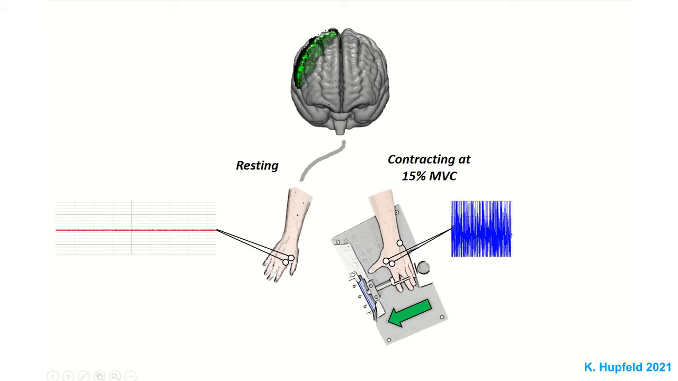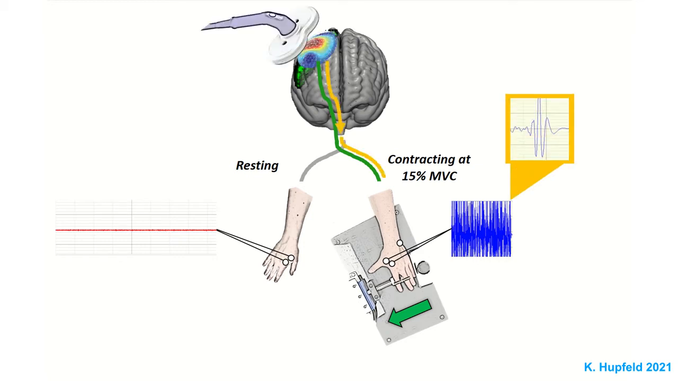Then, if we look at the brain, this left hand contraction is controlled by the primary motor cortex contralateral to the contracting hand. So here, the right primary motor cortex is supporting the left hand contraction. Next, while the subject continues to hold this low-level contraction with the left hand, we apply a TMS pulse to the active primary motor cortex.